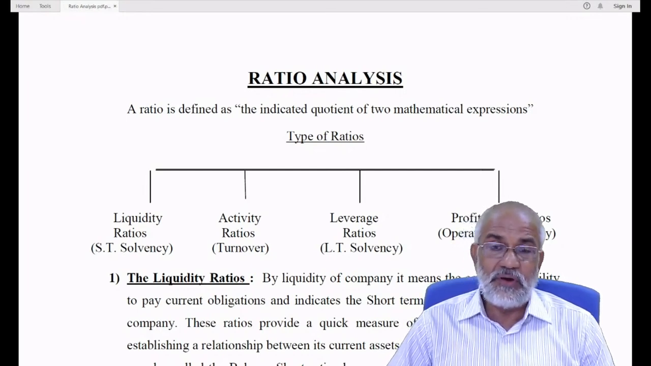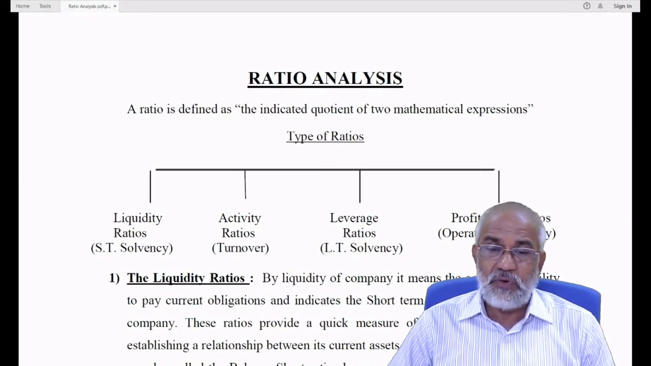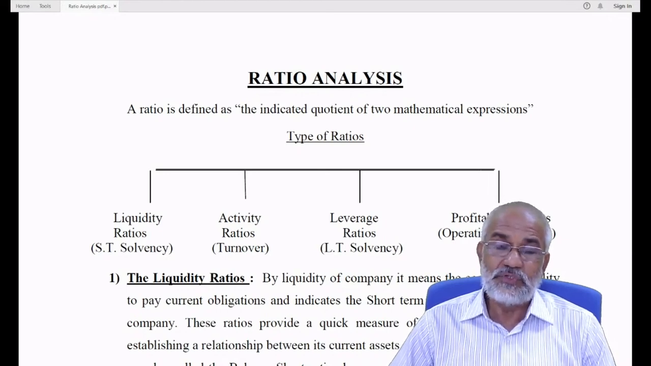One is operating flow of cash. Operating flow means inflows and outflows. Investing flow of cash, inflows and outflows. Then financing flow of cash, inflows and outflows.